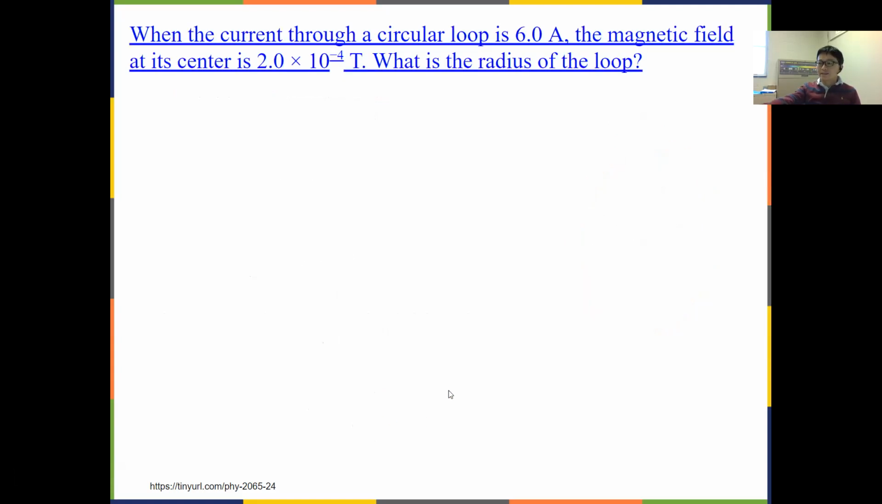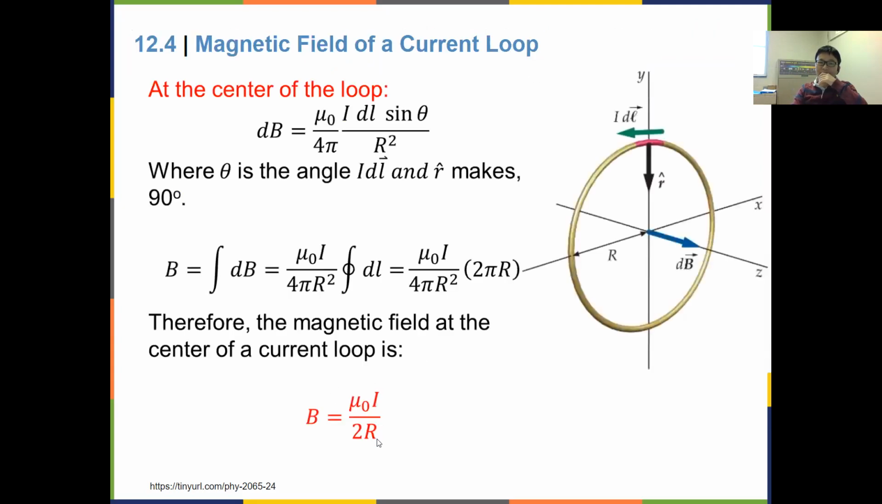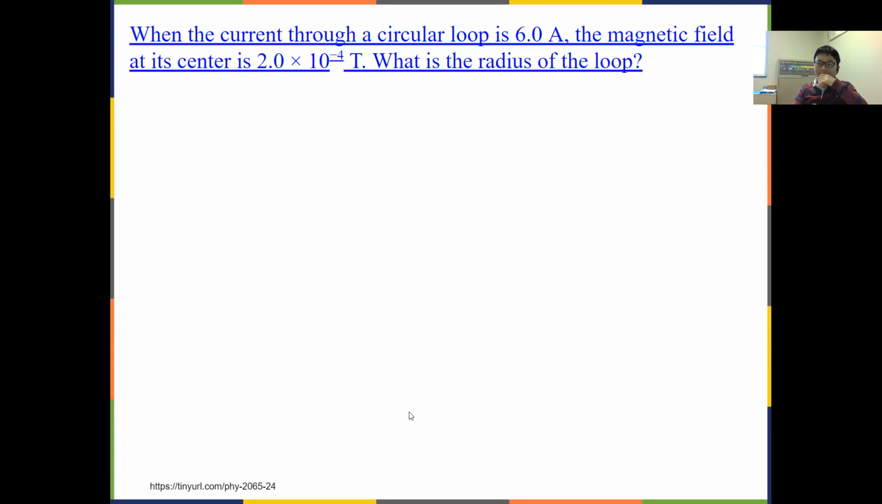All right, looking at this example, it says when the current through a circular loop is 6, the magnetic field at the center is 2. So what's the radius? Then this will be just applying the equation. You're looking for the radius, given the current and given the field. So it should be a straightforward one.